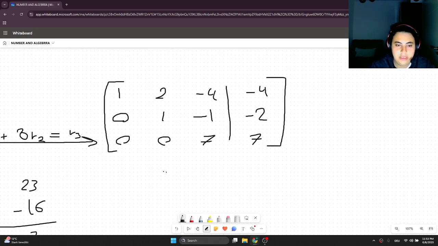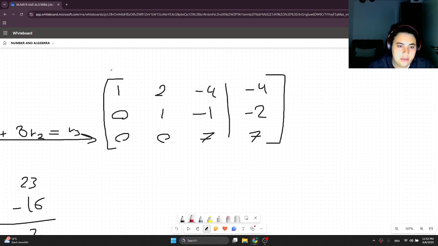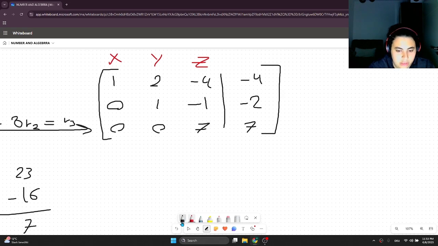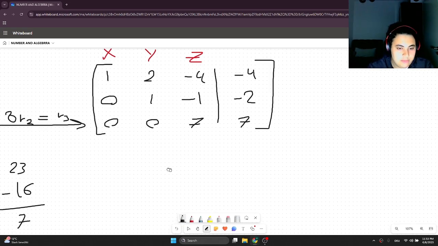Okay, so let's zoom in. Now, we have the 3 zeros. We have the triangle here in this corner, which is all zeros. Okay, this is what we wanted. Now we can start working out our values x, y, and z. So what I'm going to do over here, I'm going to say this is the x column, this is the y column, and this is the z column. So now you just transform this matrix back to the system of simultaneous equations.